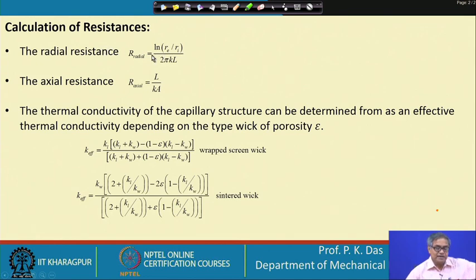The radial resistance is given by this, very well known for a circular tube. So, here there is R_e, R_i, outer radius, inner radius, the conductivity, length of the element, etc., or there could be axial resistance. So, this is the cross sectional area A, length, and K is the conductivity.